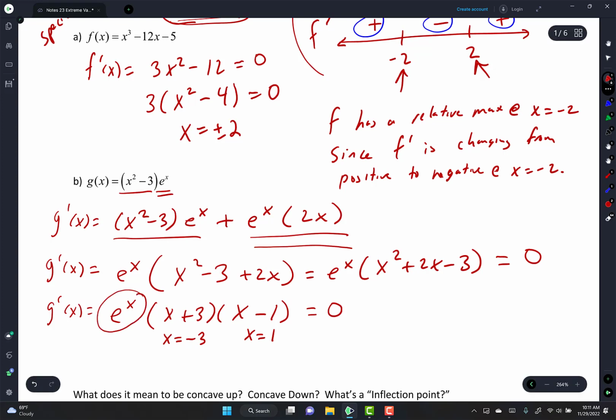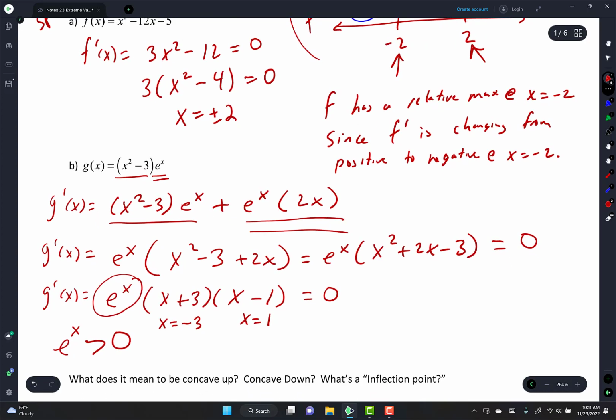Do I got to worry about e to the x? No, e to the x is always positive. That's background knowledge that we should know from our algebra days. It's always above the x-axis. It has a horizontal asymptote. E to the x looks like this, always above the x-axis. What if there's a negative in front of it? Then it'd be below the x-axis. But it'll never hit 0. It does have a limit of 0, but it'll never hit 0.